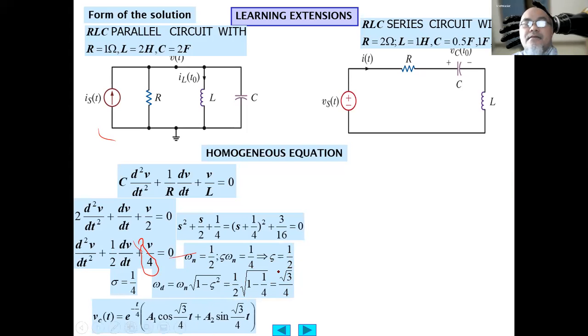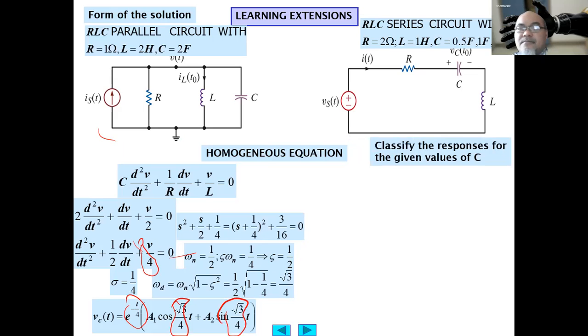So the solution is in cosine and sine, because this is the underdamped case, case number 2. Vc(t) equals e^(-t/4), this is the sigma, then omega d is this one: A1 cos(√3/4 t) + A2 sin(√3/4 t).